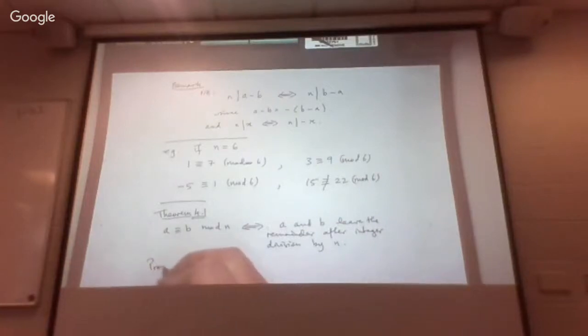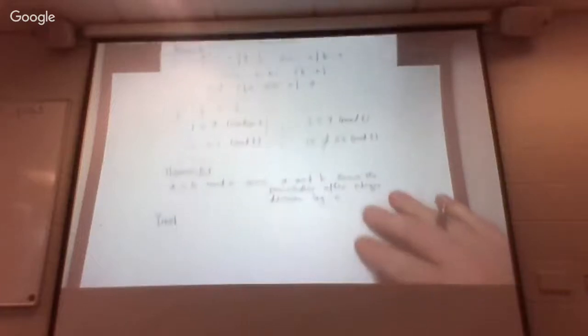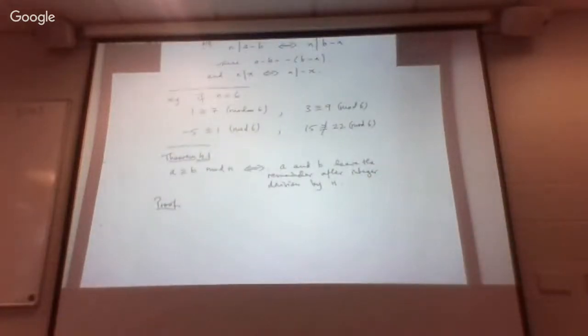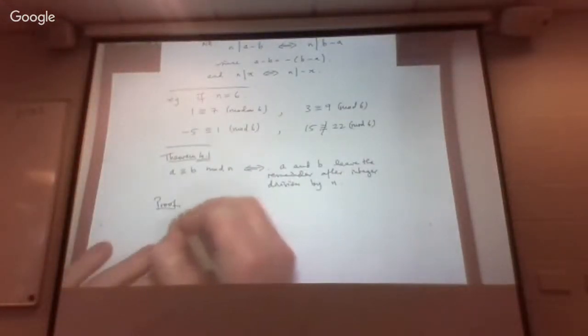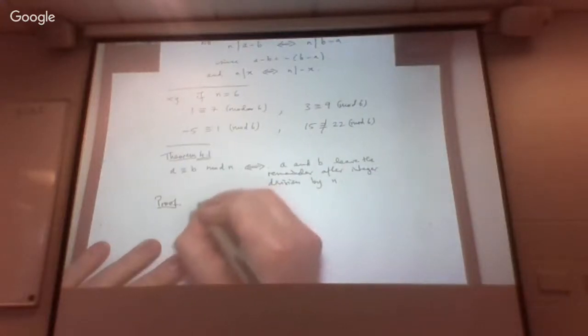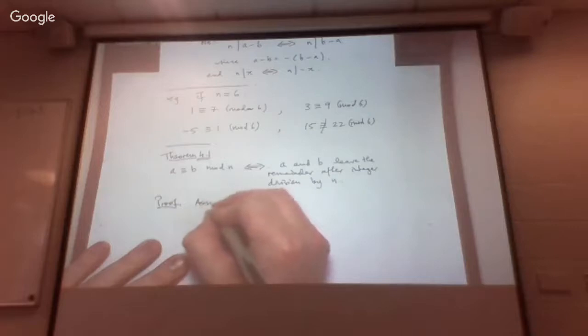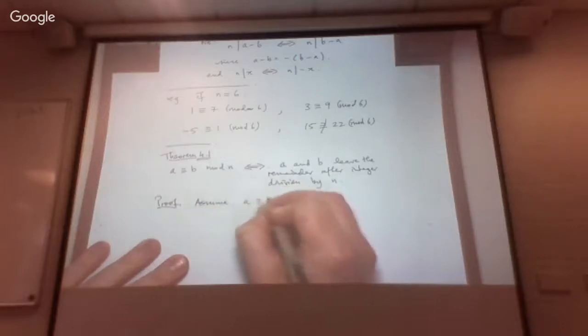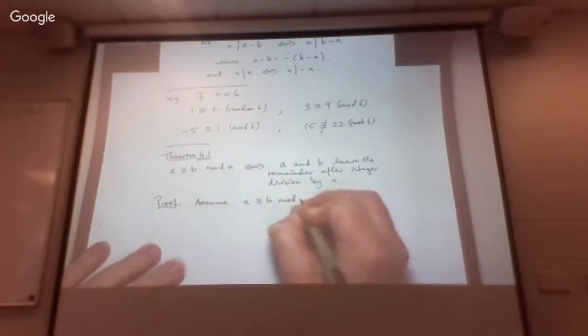Now, what's involved in the proof of this? Well, it's written out in detail in the notes, but we can sketch the main parts of it here. It's an if and only if. So there'll be two directions to prove. So if we assume the left-hand side, if we assume that A is congruent to B modulo n.